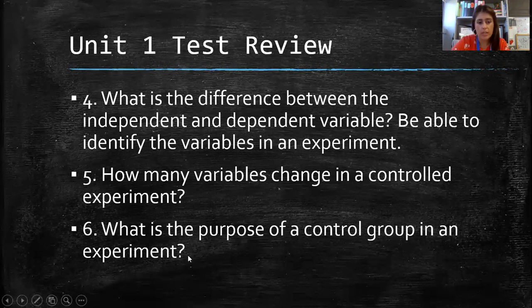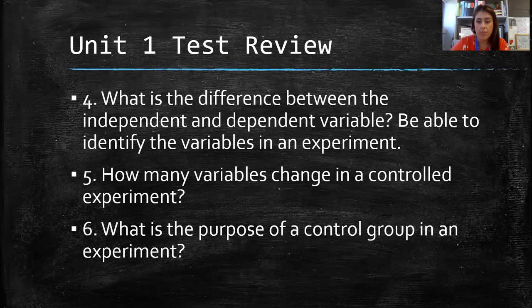In a controlled experiment, we change only one variable. Number 6 is, what is the purpose of a control group in an experiment? The purpose of a control group in an experiment is to compare the results of the experimental group to a control group. So you're comparing how the independent variable impacted a control group.